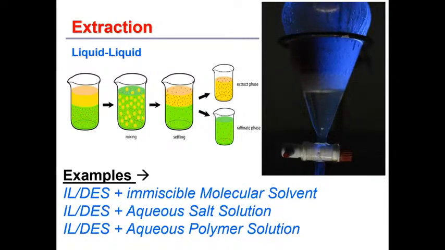Examples of this liquid extraction are using ionic liquids and eutectic solvents with immiscible molecular solvents, aqueous salt solution, aqueous polymer solution. And if you're using something with water, aqueous salt solution or polymer solution, another parameter you have to measure or think about is pH. In solid-liquid extraction, you also have to consider the quantity of water.